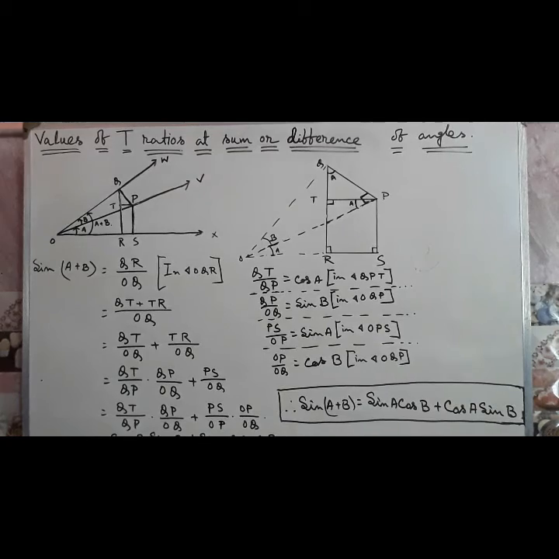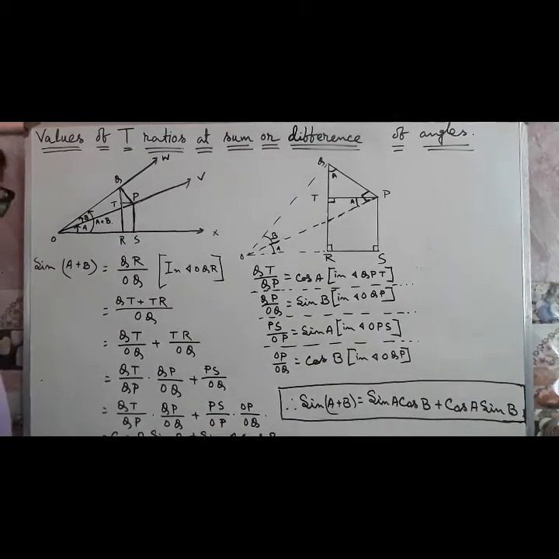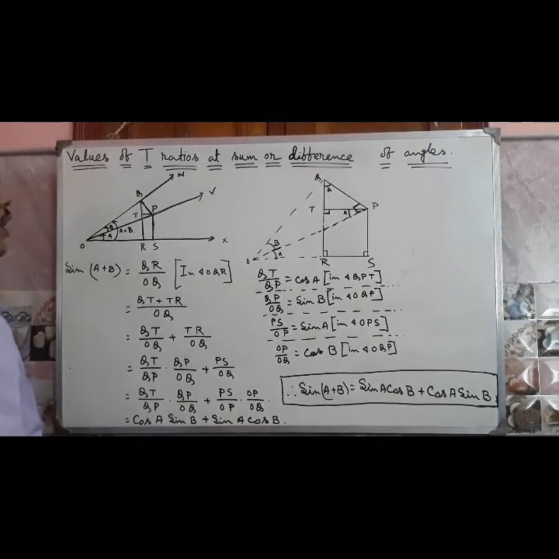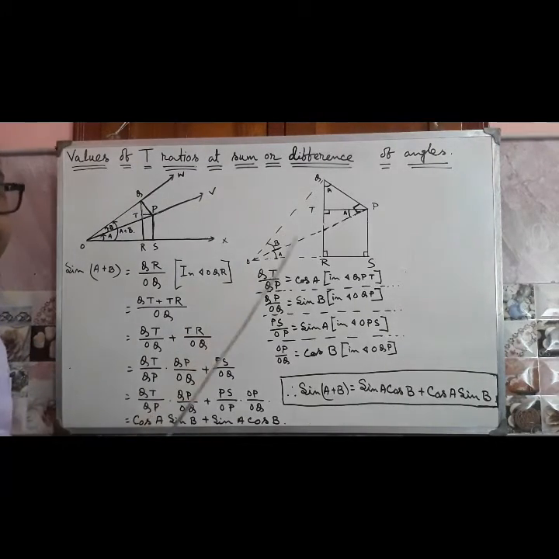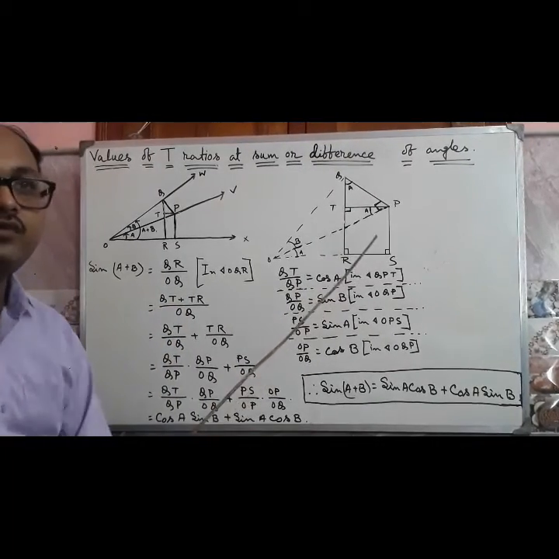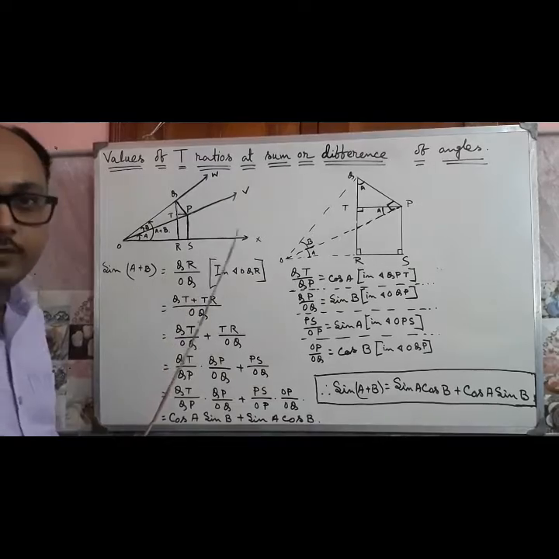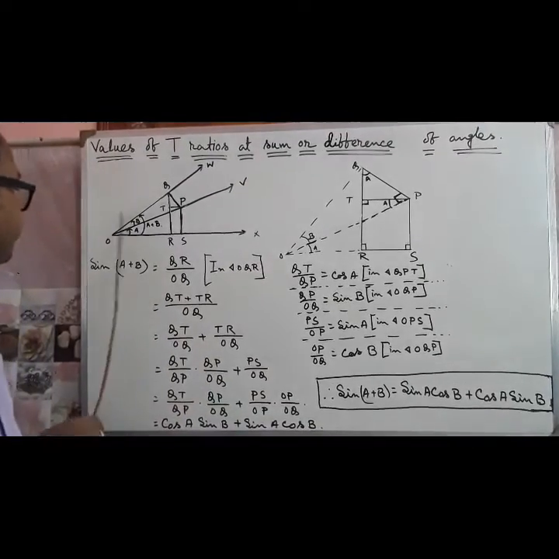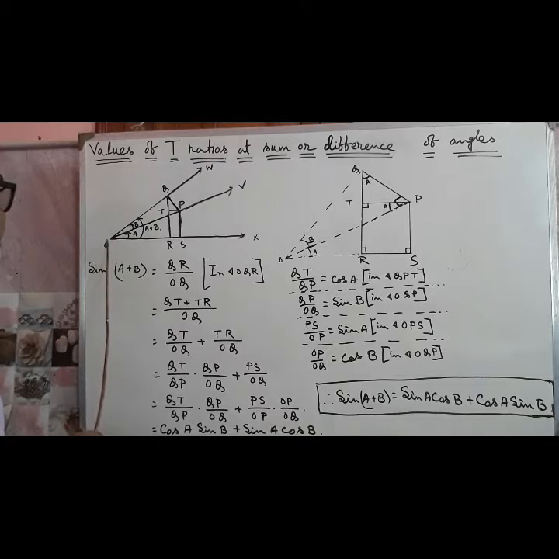Let us discuss today the values of trigonometric ratios or trigonometric functions for the sum or difference of angles. That means we have to establish the formula. Today we will establish the formula for the sum or difference of angles for the trigonometric functions. At first, let OX be the initial line.